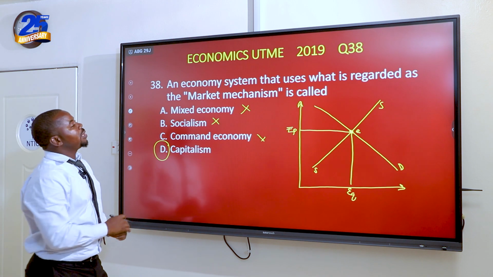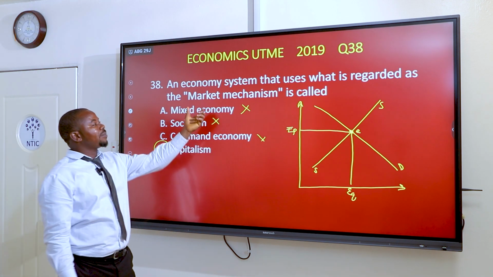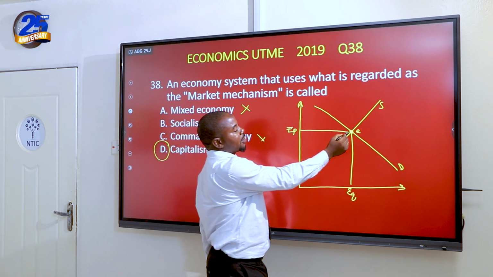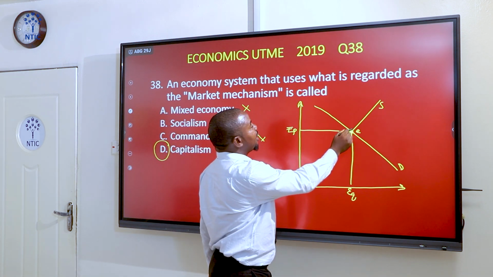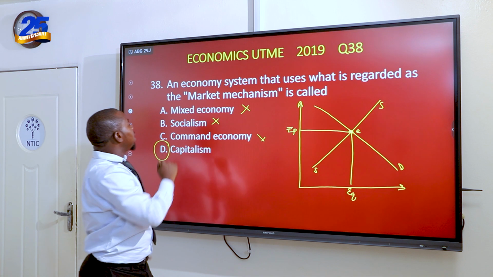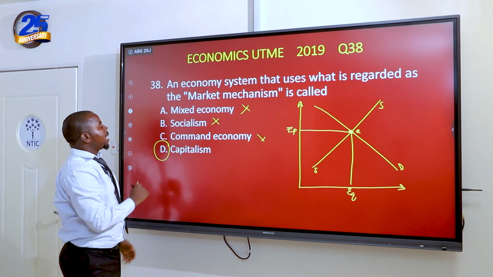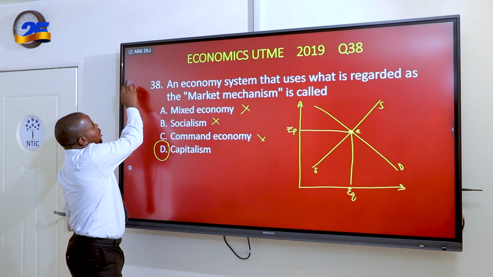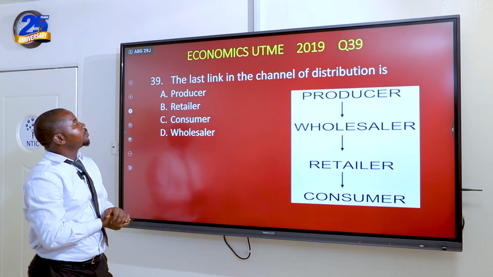So the economic system that uses what is regarded as a market mechanism, and this market mechanism, which is the determination of price by the forces of demand and supply, is under capitalism, or the capitalist economy. So the next question, question 39.